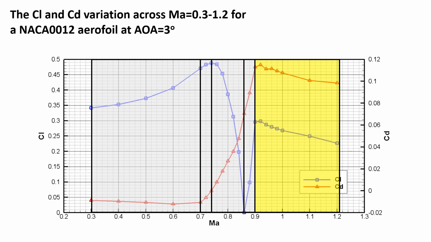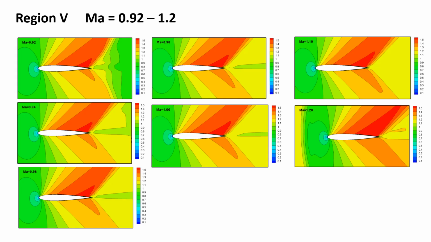And then we move to the next region, especially when the aircraft is flying beyond Mach 1. Now we look column by column. In region 5, the Mach number is from 0.92 to 1.2. On the very left column, the Mach number increases from 0.92 to 0.94, and we don't see any significant change. From 0.98 to 1.0, there's also little change, and 1.1 is still quite similar to 1.0.